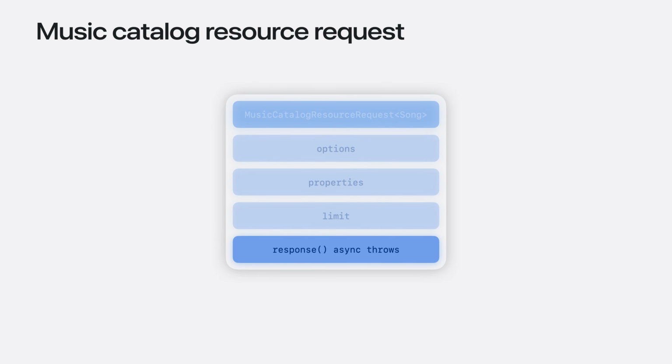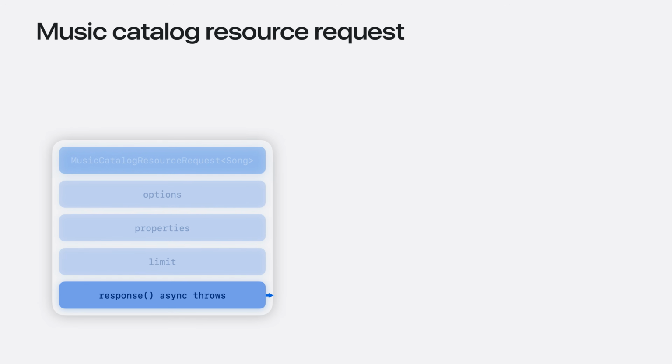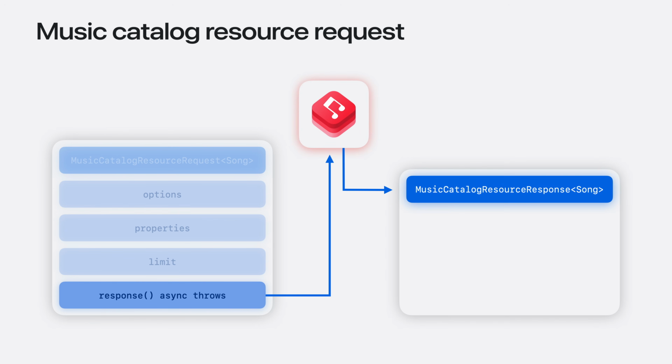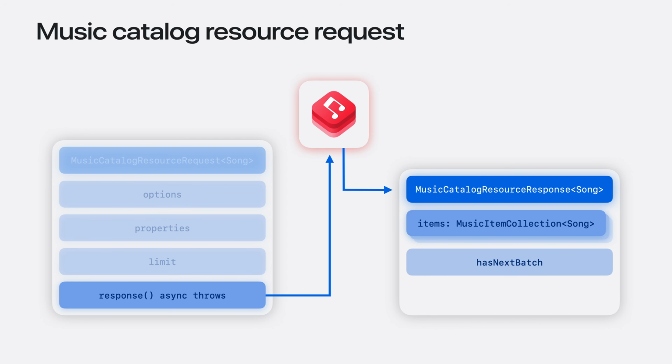When you call the asynchronous response method, MusicKit fulfills the request. The method returns a music catalog resource response, which contains the results of the request as a strongly typed music item collection. Music item collection is a MusicKit type containing a collection of music items. In this example, it contains songs. Music item collection supports pagination, so if your request produced too many results, hasNextBatch will be true, and you can get the next page using the asynchronous nextBatch method.